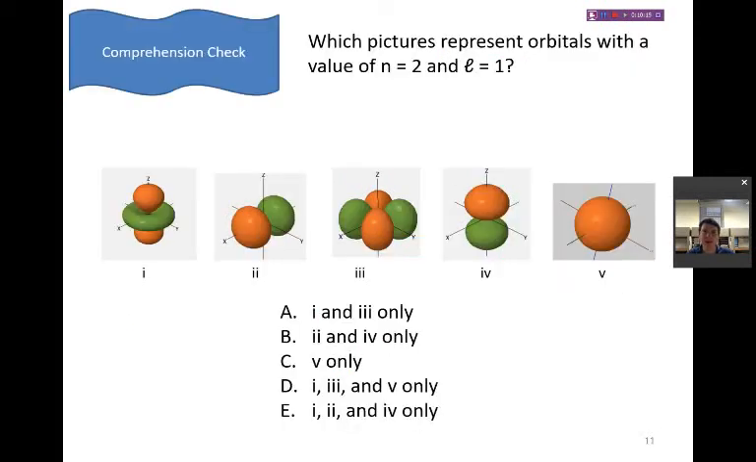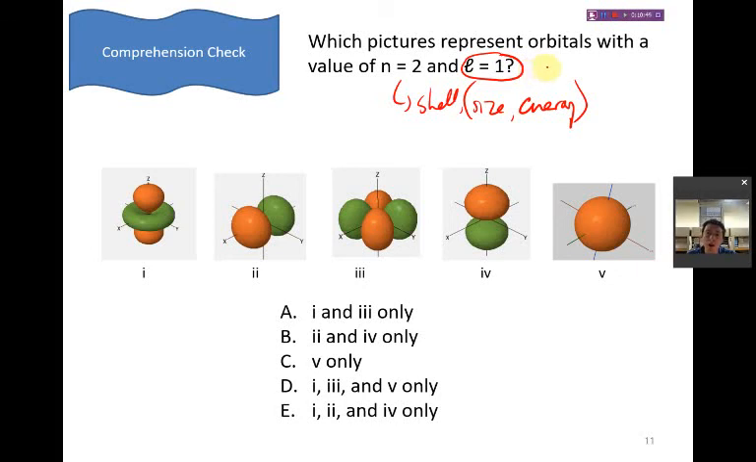All right, let's practice here. Which pictures represent orbitals with an n value of 2 and an L value of 1? Remember that n tells us about the shell and indicates information about the size and the energy. It's going to be somewhat hard to tell that from an image. So your best piece of information here is to look at the L value.